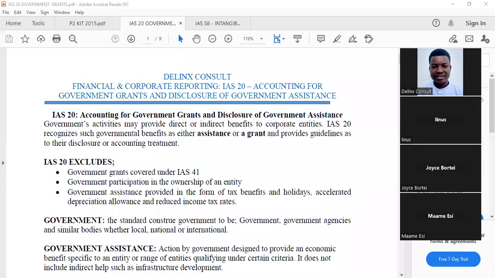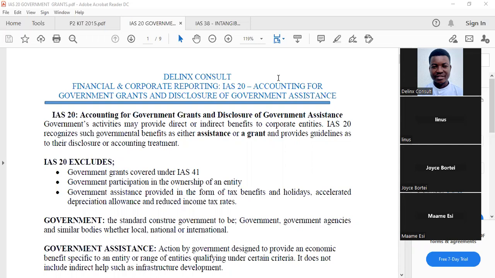All right. So basically, today we are going to look at two standards. IAS 20, which is accounting for government grants and disclosure of government assistance. And we also look at intangibles, which is IAS 38.